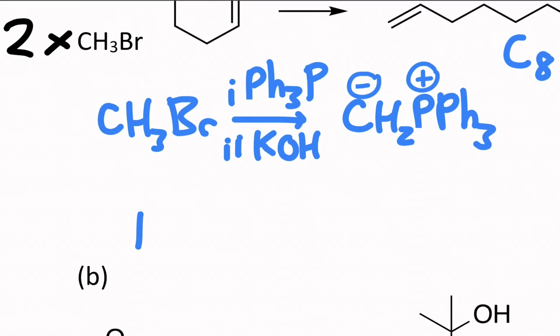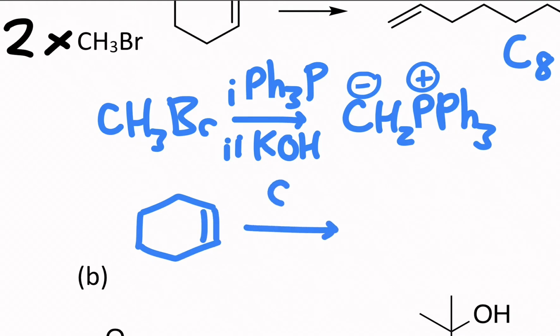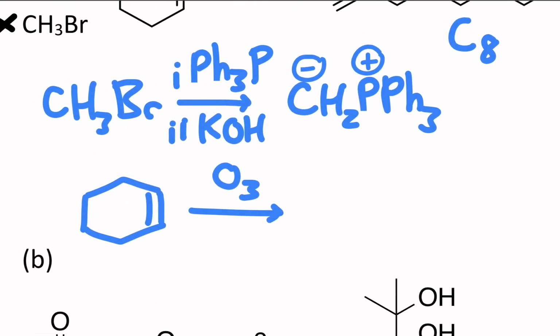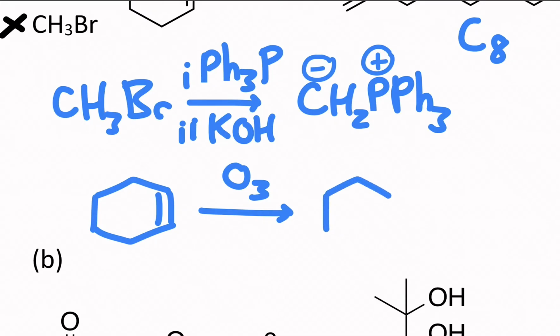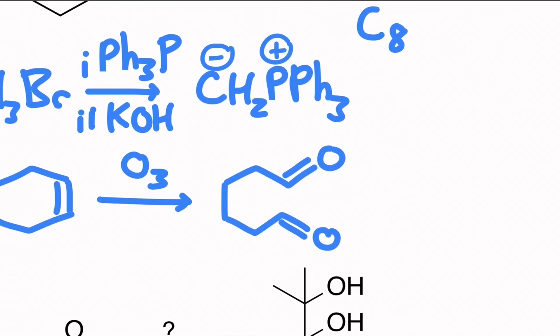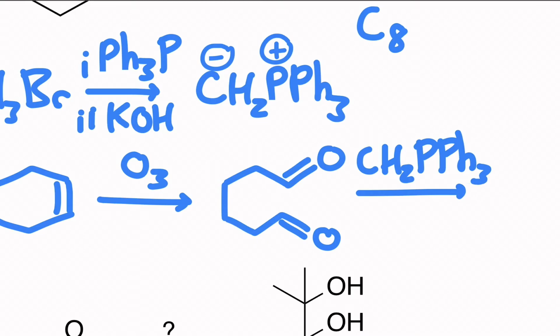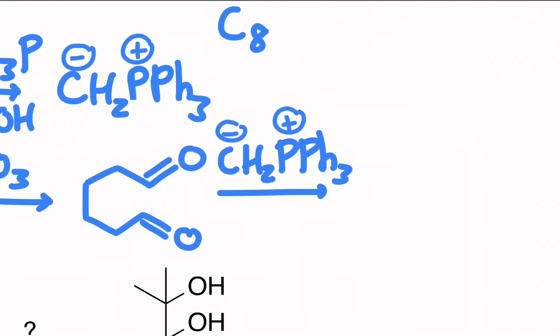Well, cyclohexene we can do an ozonolysis on. Speaking of ozone being the reverse of the Wittig, we're going to use this right here. That will cleave the carbon-carbon double bond. Keep all your carbons, but now you have 2 aldehydes. And now we simply react this with our Wittig reagent, CH2, PPh3, minus on the carbon, plus on the phosphorus, and you get your diene.